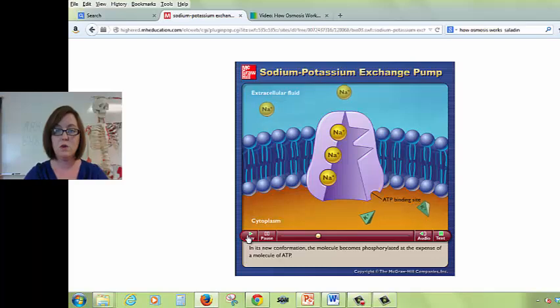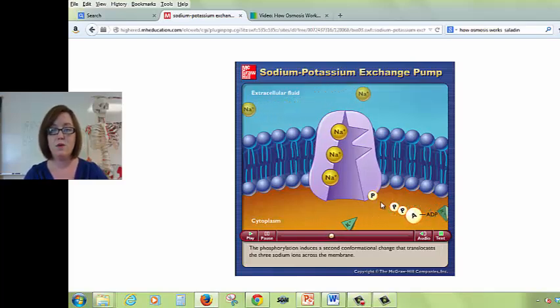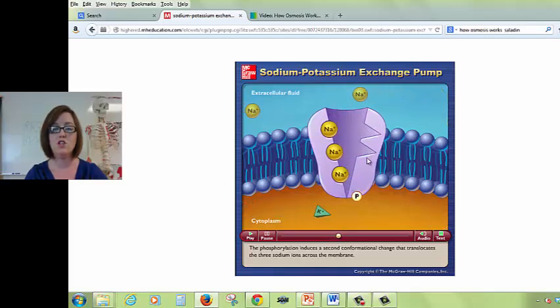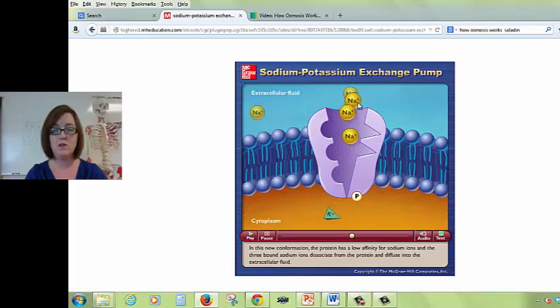So you can see there's lots of sodium outside, right? But we're going to put even more sodium outside, so we need ATP for that. The phosphate breaks off of ATP, and the attachment of the phosphate causes a shape change in this carrier. And so now the carrier is open on the outside. So now the sodium is going to be released by the carrier and then will enter into the external environment.